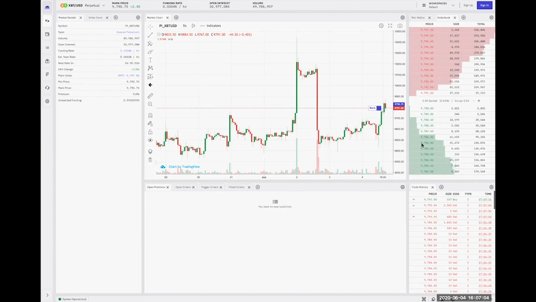So in the order book, you have bids, you have asks. Bids are people buying, asks are people selling. You have the amount for sale or trying to be purchased at that level, and you have the cumulative amount going up. Cool. So let's start doing some orders.